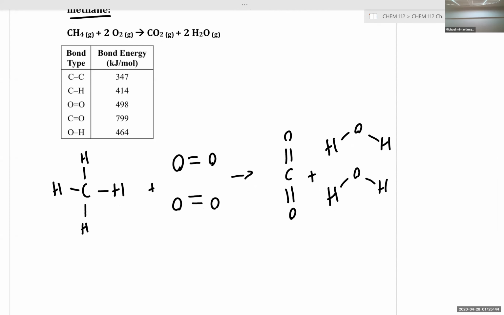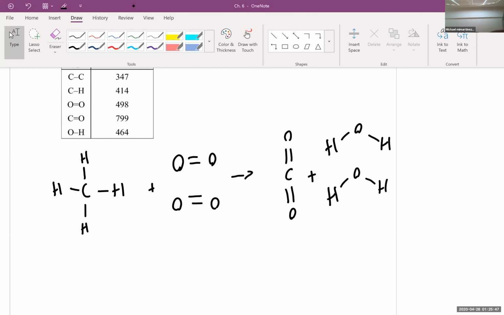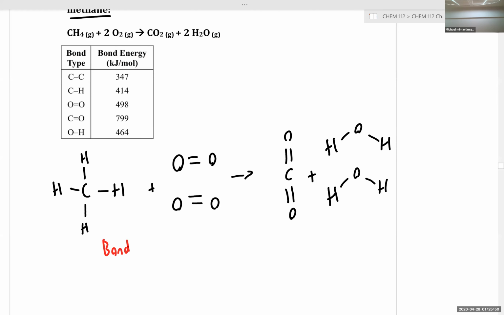Okay. So let's just do a tally. Everything on the left-hand side, let's look at our bonds broken. What bonds are we breaking here? In methane, what bonds are we breaking, fundamentally? C-H, yep. And how many? 4, exactly right. What about in oxygen? What bonds are we breaking? An O-O, exactly right. So we're breaking 2 oxygen-oxygen bonds.